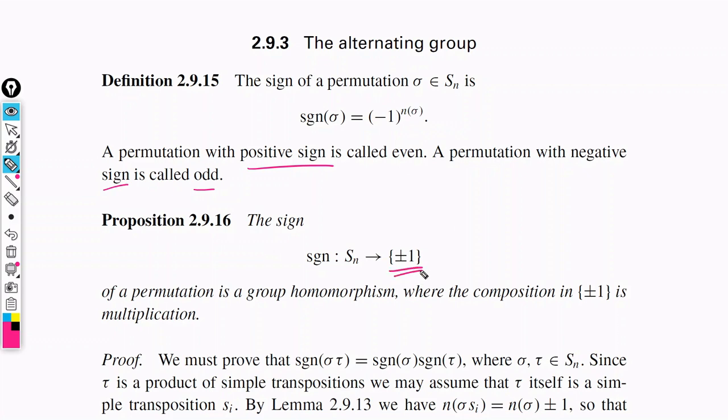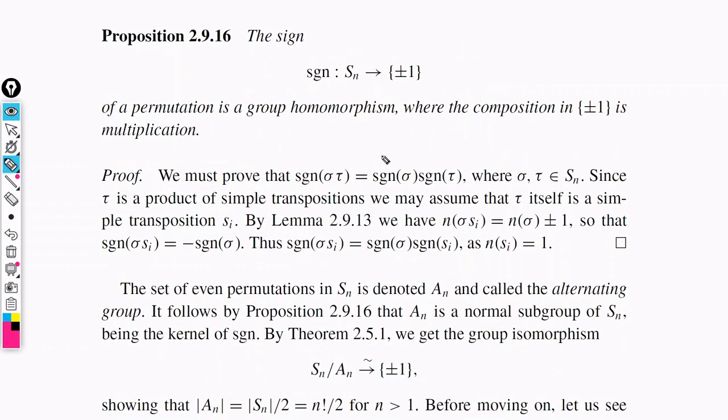Under normal multiplication of numbers. So this proposition says that the sign function from Sn to this group is a homomorphism. So we have to show that sign of sigma tau equals sign of sigma into sign of tau. Since tau is a product of simple transpositions, it is enough to show that sign of sigma Si equals sign of sigma into sign of Si.